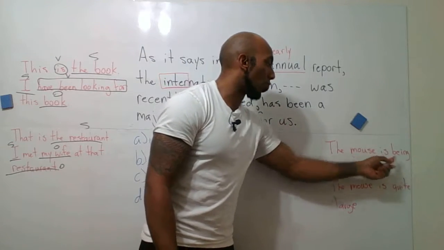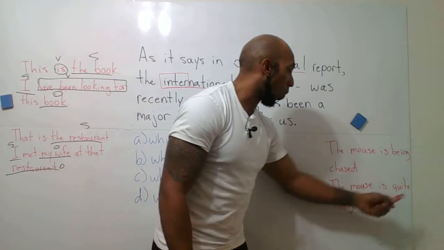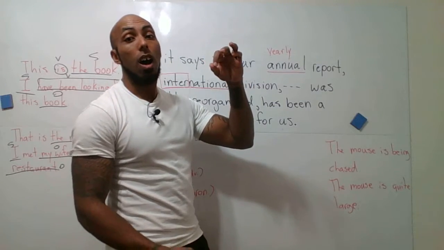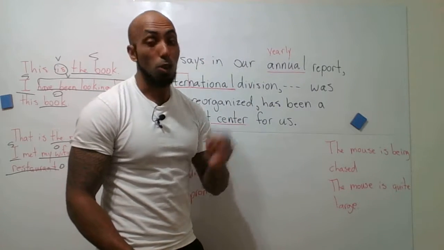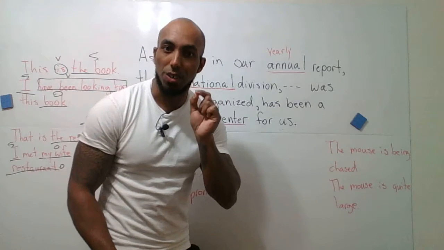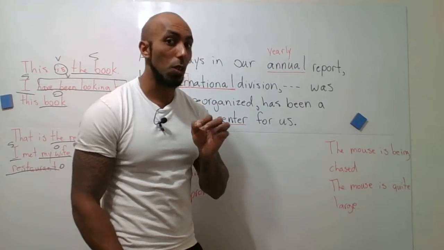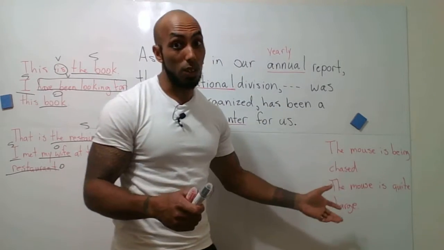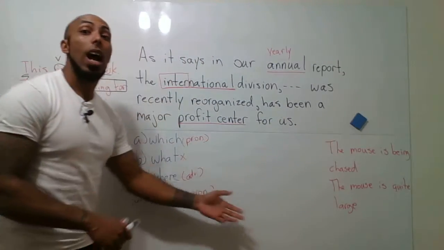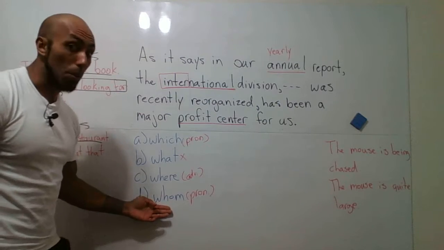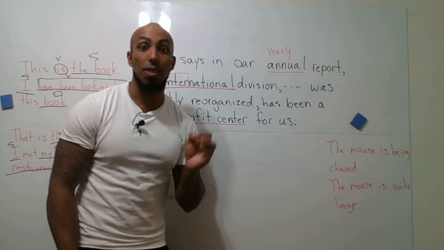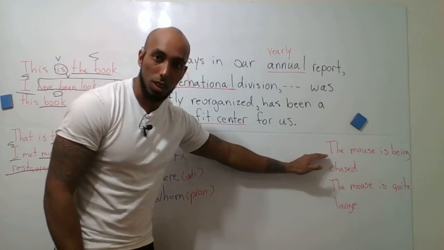The mouse is being chased. The mouse is quite large. This was a little different because we don't have an object, or excuse me, actually, this is very tricky because of the example that I used. We don't have a subject, okay? Now, the reason I wrote this example is so that I could show you how to use "whom." And remember, I just said "whom" always replaces the object. Then I said, we don't have a subject here.